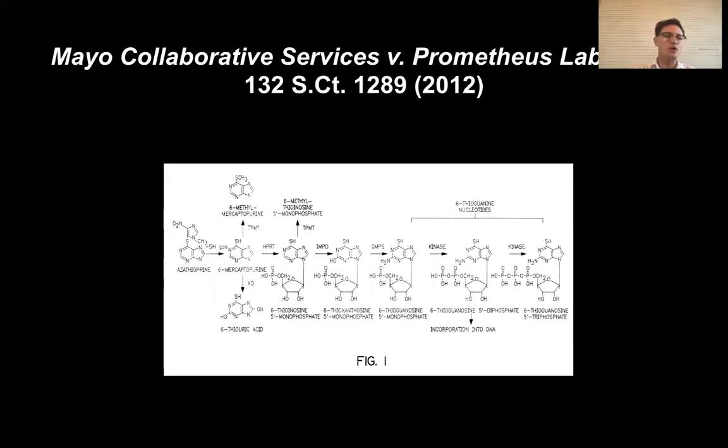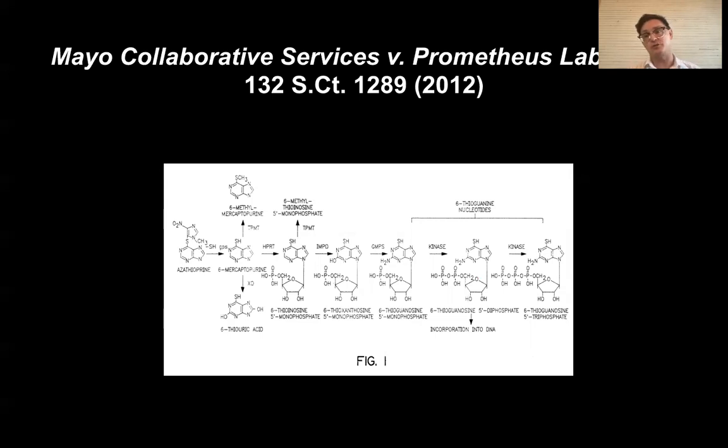Okay. Moving forward, in Mayo v. Prometheus, the patent concerned a method of determining the dosage of a drug for treating autoimmune diseases that was patented and owned by Prometheus Labs, which licensed initially this patented method to Mayo. And Mayo ultimately decided that they didn't want to license it anymore and wanted to come up with their own test using essentially the same method.